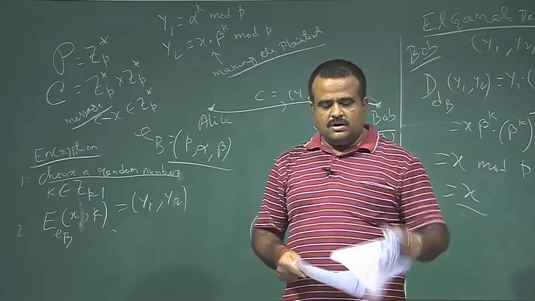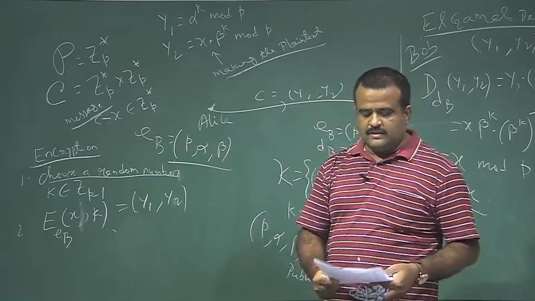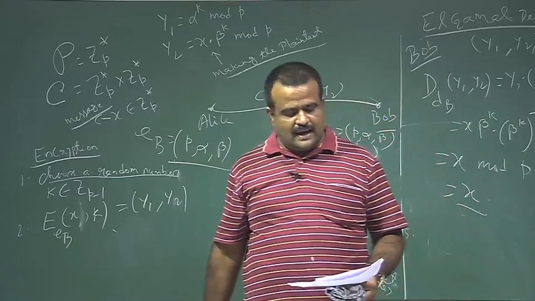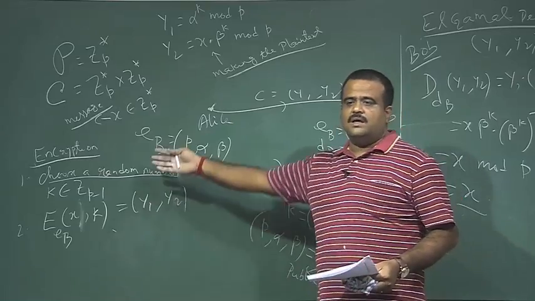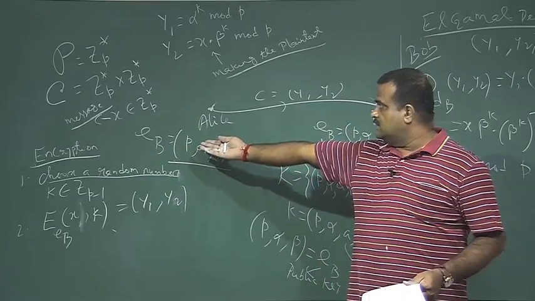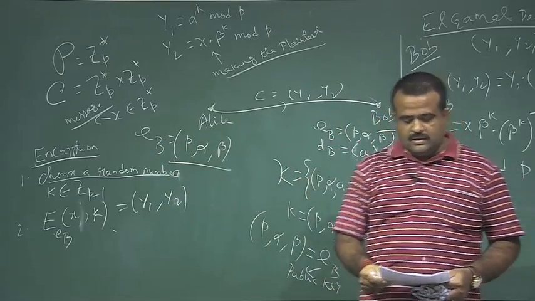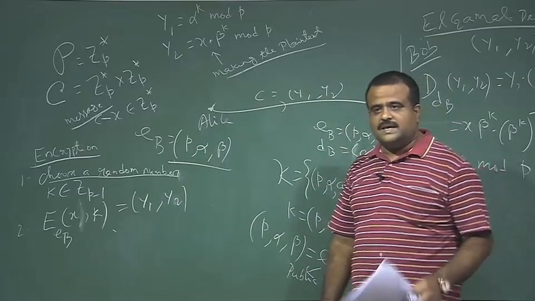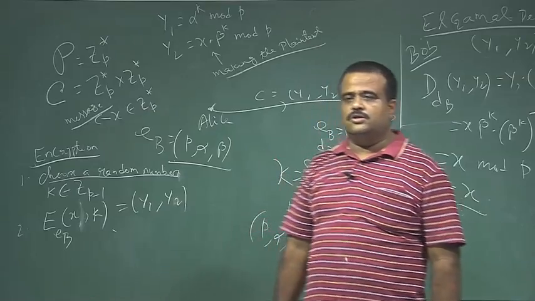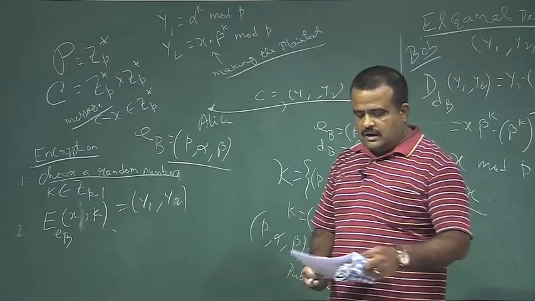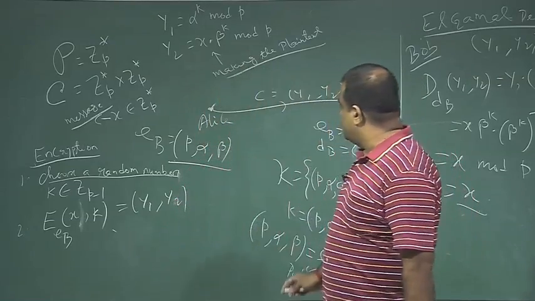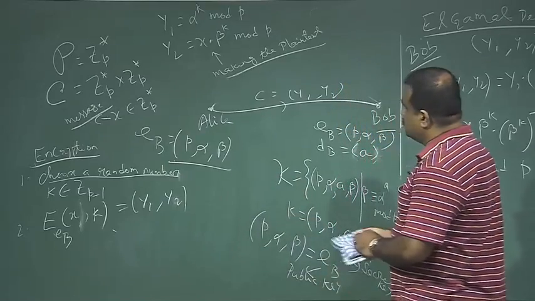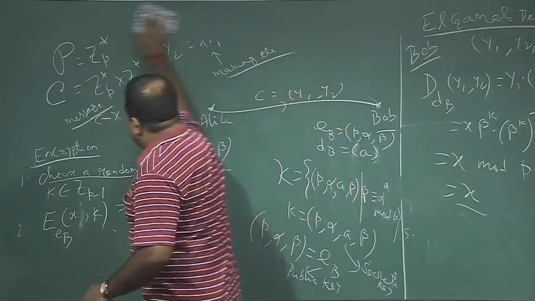So, this is non-deterministic, because the ciphertext depends on both x and the random value k chosen by the encryptor or the sender. Okay. So, there will be many ciphertexts that are encryptions of the same plain text. So, that is a non-deterministic cryptosystem. ElGamal cryptosystem is non-deterministic in that sense. Okay.